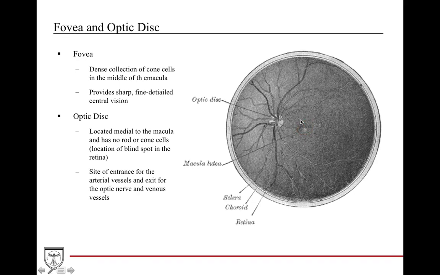Then you have the fovea itself, which is a dense collection, again, of cone cells in the middle of the macula. So if you imagine that this is the macula, and this is the fovea, right in the middle.